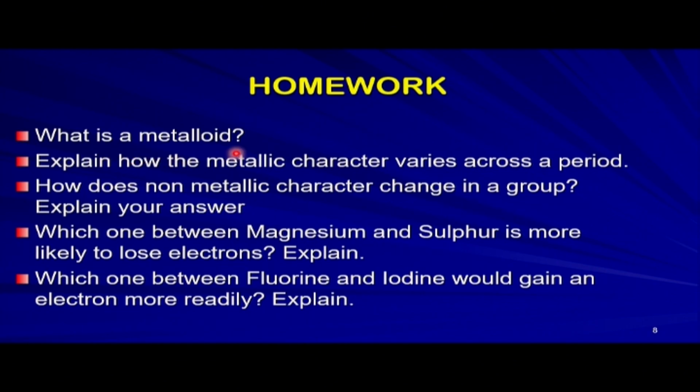What is a metalloid? You will explain what a metalloid is. Explain how metallic character varies across the period. We have seen that. And how does non-metallic character change in a group? The non-metallic character is the opposite of metallic character. And here you will state how it changes, the trend, and you explain your reasoning. Which one between magnesium and sulfur is more likely to lose electrons? You will base your thinking on the metallic and non-metallic character. And here you will explain your answer.